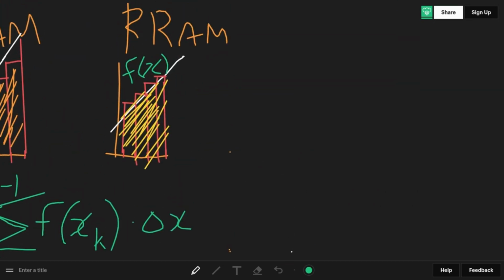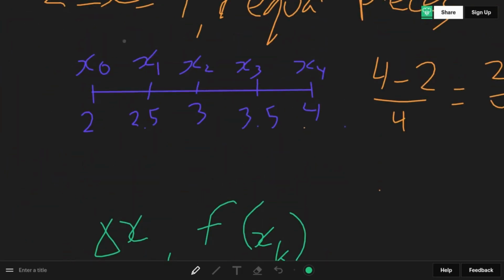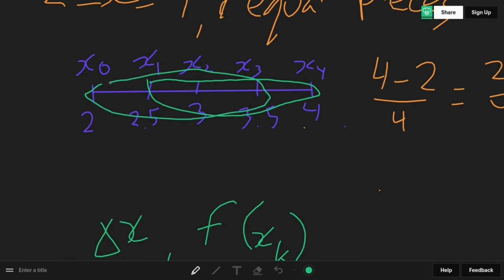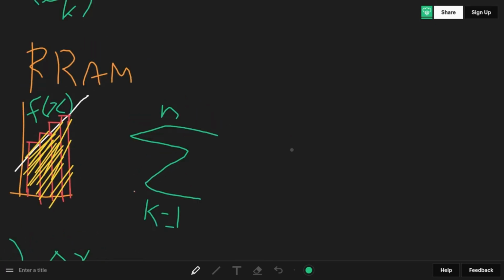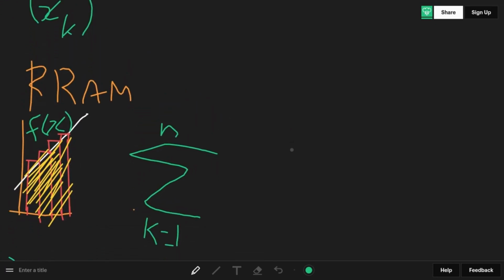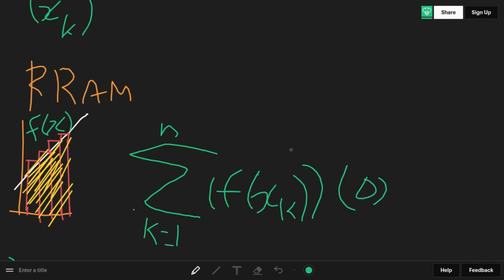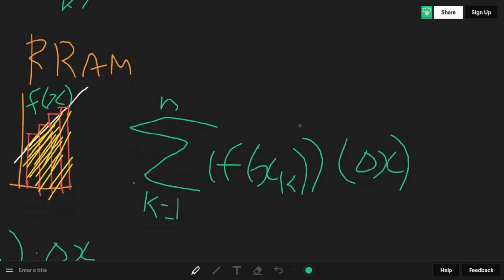For RRAM over here, it'll be similar, except I'm going to start off at k equals 1 to n, since it's RRAM. If I look at this graph, I would be trying to find the area using x of 1 to x of 4, but in LRAM I'm at x of 0 to x of 3. So here I'll be at k equals 1, and then the rest is the same: f of x of k times the width of each rectangle. And we'll get to what I'm talking about in a sec.